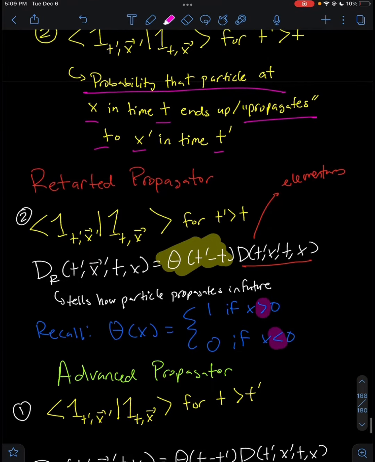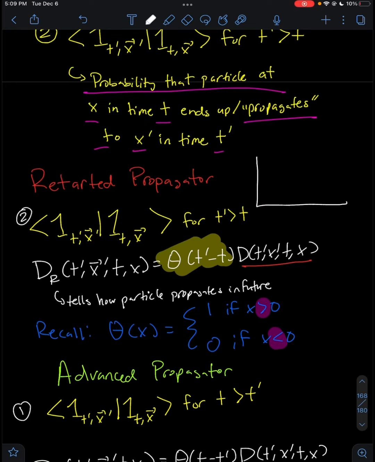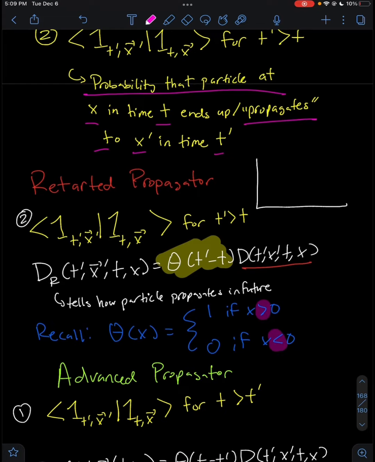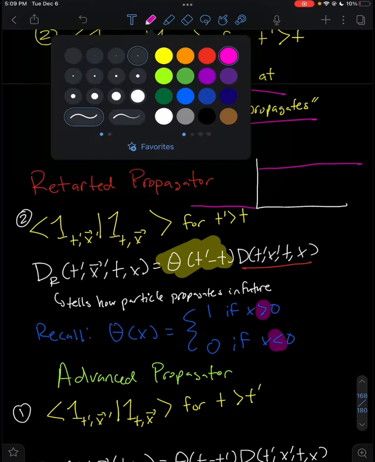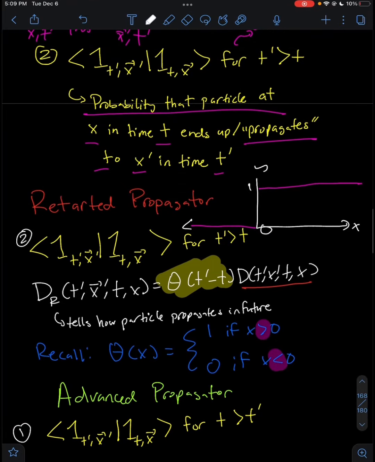So if we were to graph the Heaviside step function, we would have something that looks like this. So here's x and here's y. And we see that for positive values we have 1, for negative values we have 0. So this function works because it's only non-zero for t prime greater than t. And that's what we want to consider for the retarded propagator.